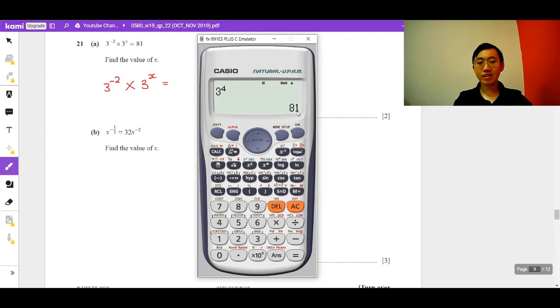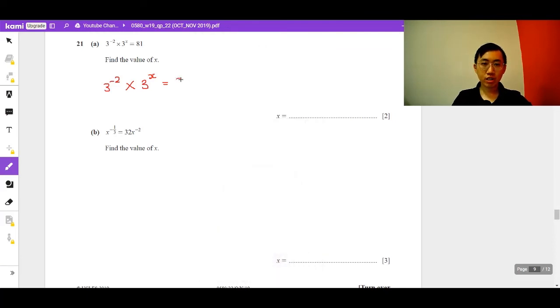There you go. Okay, so that's the trick. Usually if they show you a lot of base 3, this 81 you will have to transform to base 3 as well. So 3 power of 4. Now, using your rule of indices, multiply, you will have to add the powers on top. So write as a single base: 3 to the power of (-2 + x) equals 3 to the power of 4.